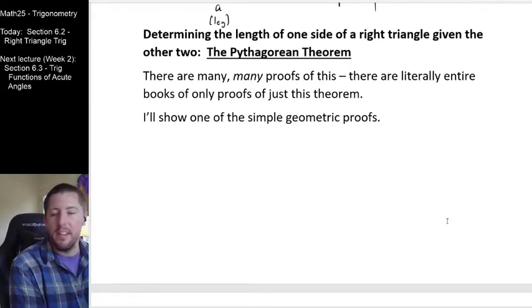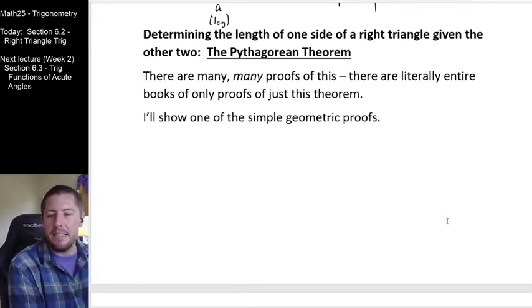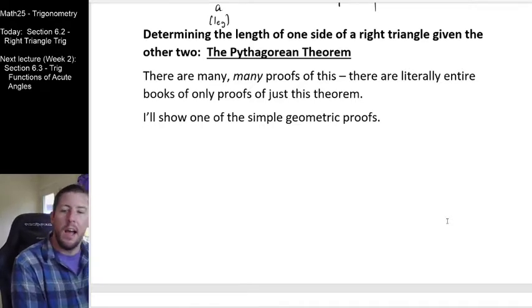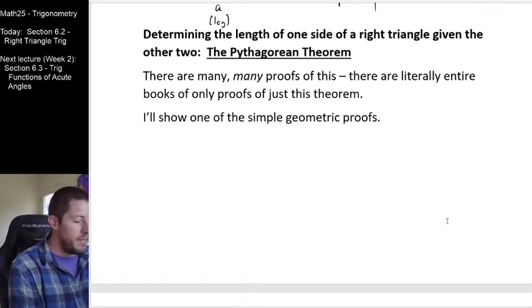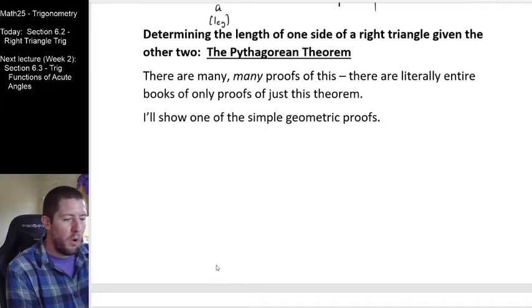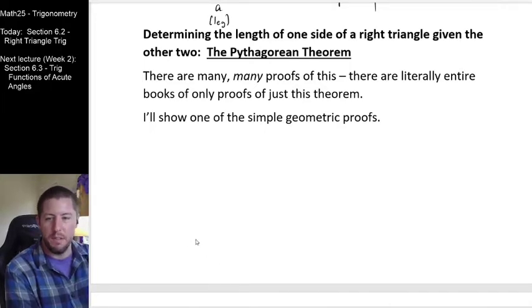So this is, in my mind, the easiest geometric proof that I've seen. I could be convinced that there's probably something maybe easier out there, only because of the sheer number of different proofs of this relationship that there are. But let's go ahead and look at one way that we can show this. So what I'm going to do is draw a square.